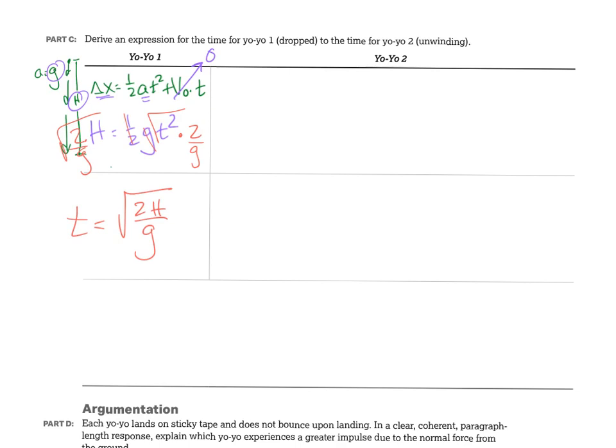For yo-yo 2, we have a similar idea that we want to try to set up. It is also falling a displacement, and that should equal 1/2 at squared. The problem is that this acceleration we don't exactly know yet.